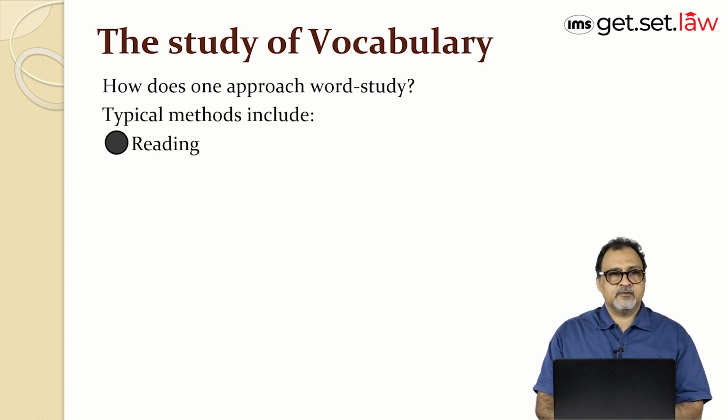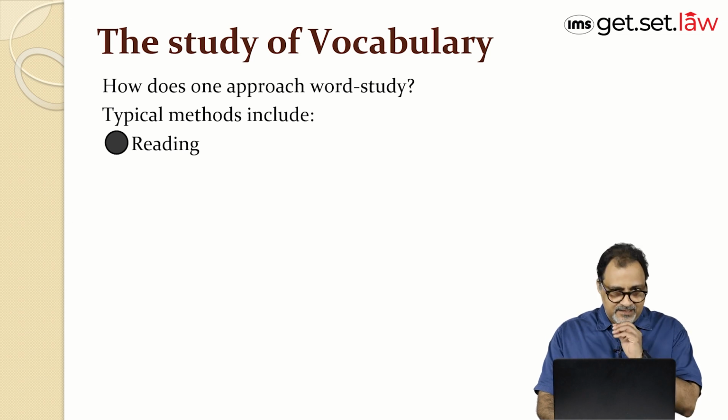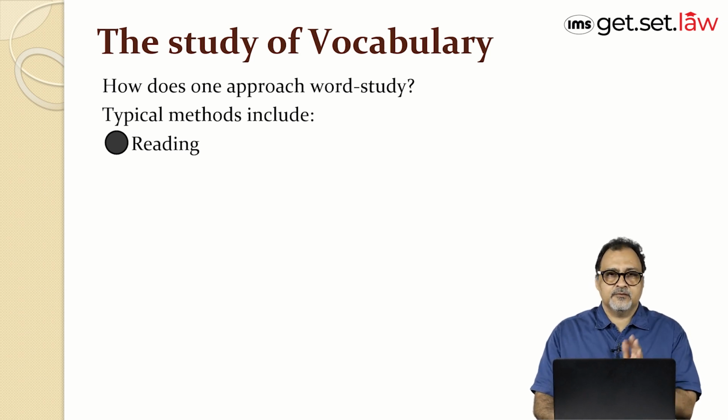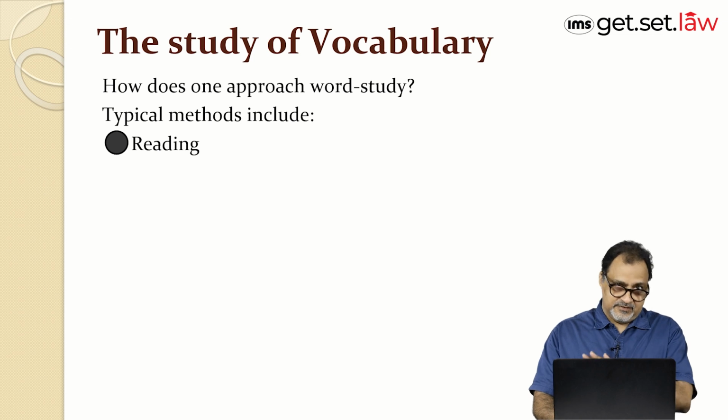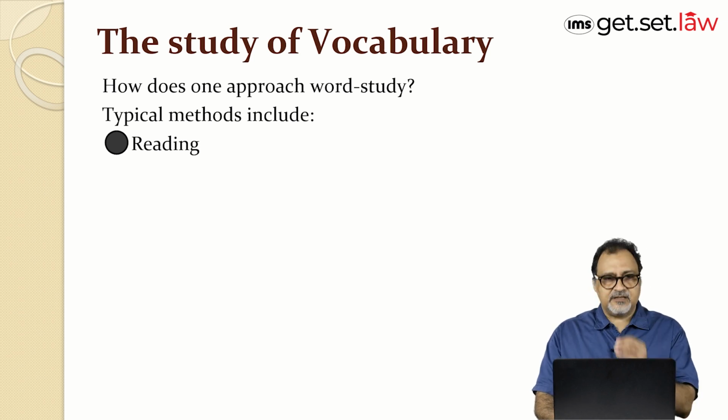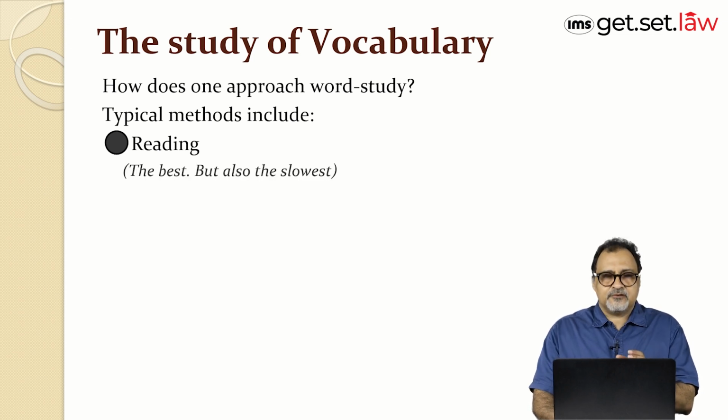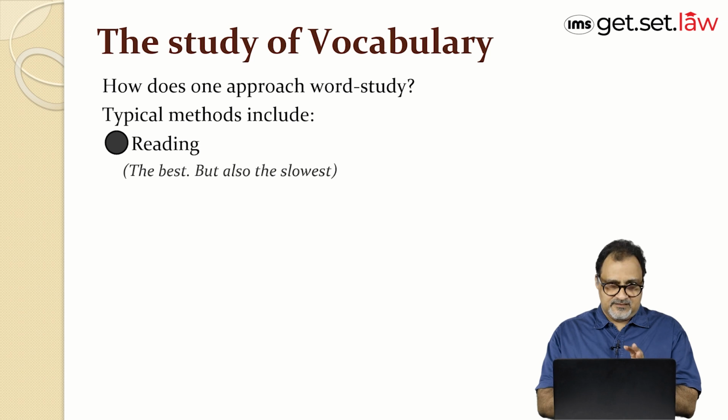Reading is one of the methods. It is the best method. It's good. Reading, on a side note, is going to help you in multiple ways on your test, in your life. So, if you are a reader, you already have an edge over the others. But the problem is that it is also the slowest method. Why is it the slowest method?